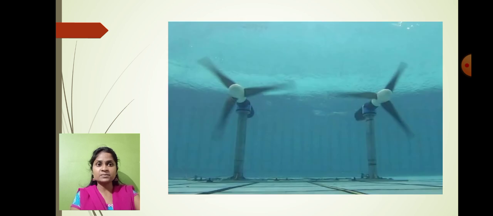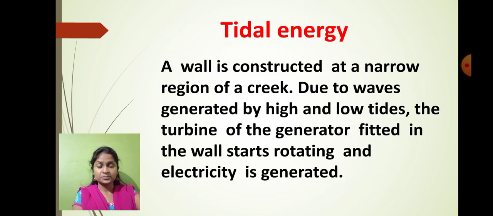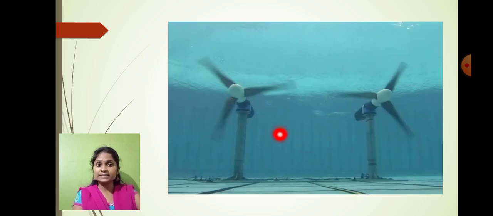So have a look at this image. Can you see here? Underwater, these are the turbines which are situated. When the low or high tides come, because of the waves of the water, these turbines are rotated at a higher speed. When they rotate at the higher speed, they generate electricity. So this is how exactly electricity is generated by using tidal energy.